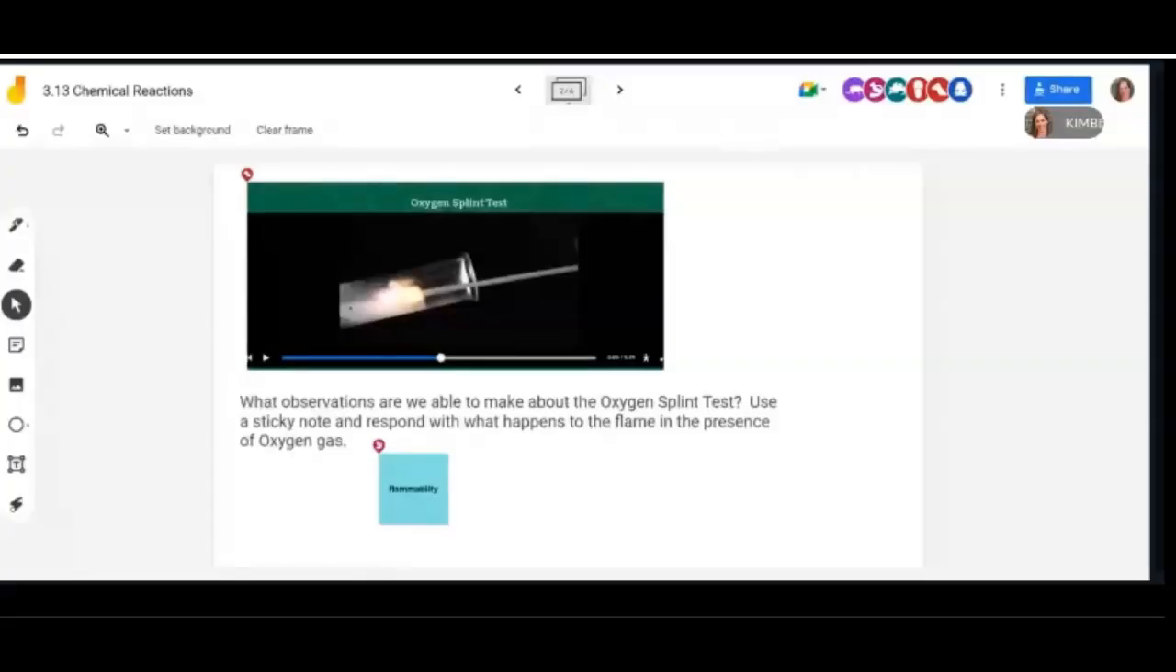So this is what the Jamboard looks like. So what happens to the flame? If you watch the video, the little match is lit and it goes into the test tube and it kind of mixes in with that oxygen and it does not go out, right? So oxygen does not extinguish the flame.